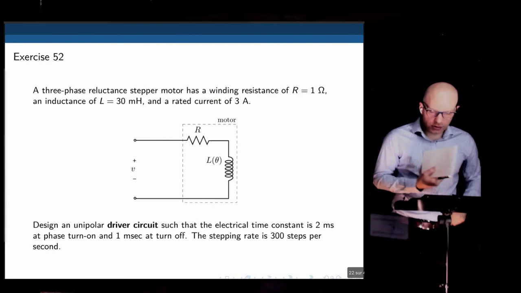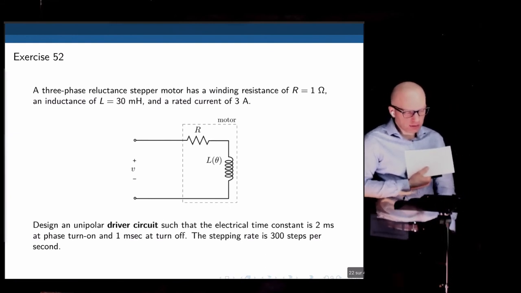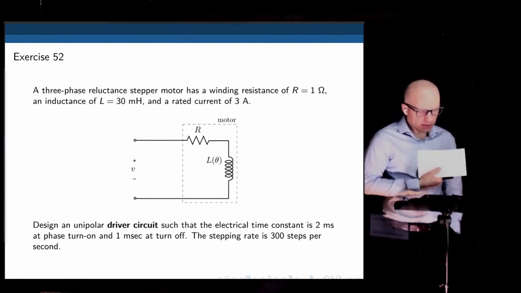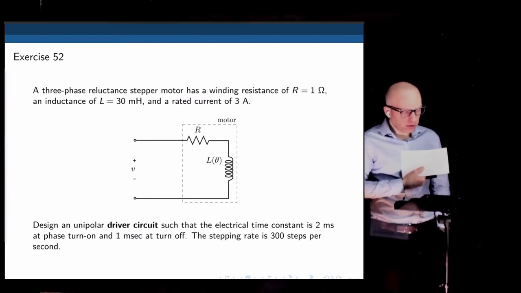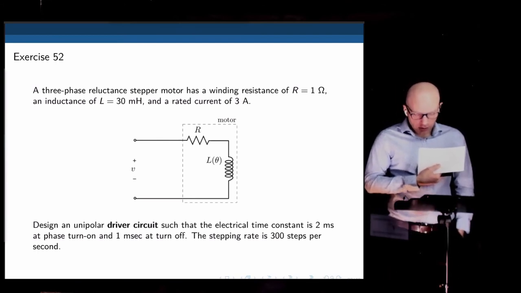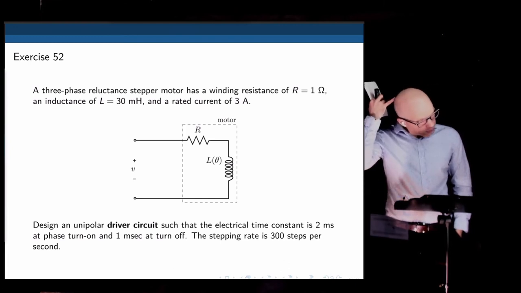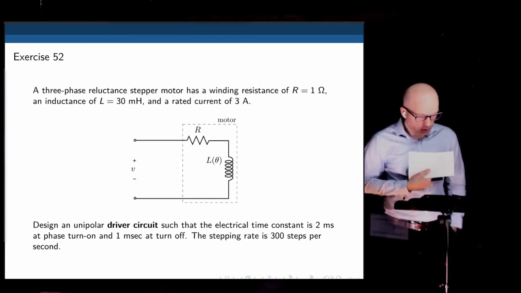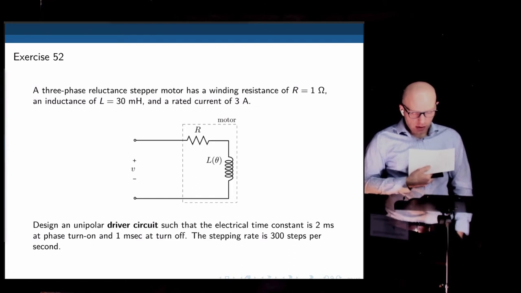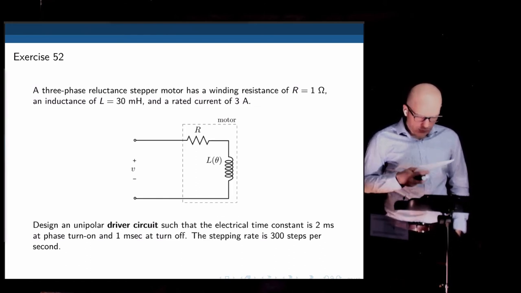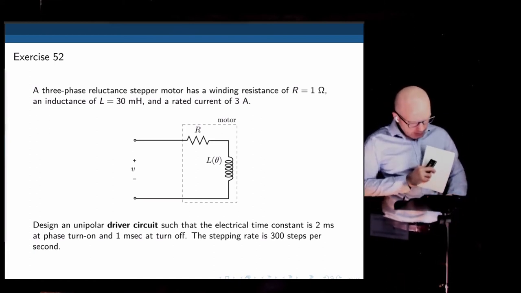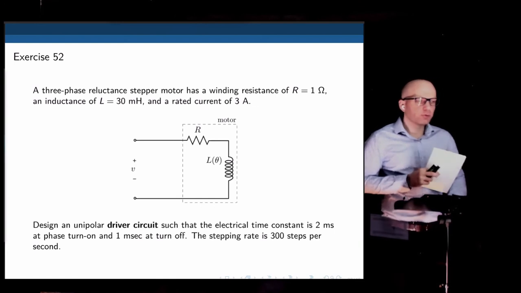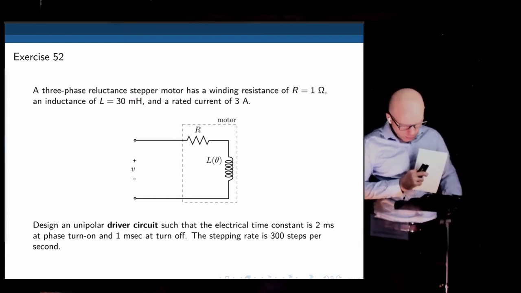All right, so let's do exercise 52. We have a three-phase reluctance stepper motor. It has a winding resistance of 1 ohm, an inductance of 30 millihenry, and a rated current of 3 amps. Design a unipolar driver circuit such that the electrical time constant is 2 milliseconds at phase turn on and 1 millisecond at phase turn off. Don't look at the solution for now, on the last slide. Just tell me what kind of driver you would propose to actuate this.